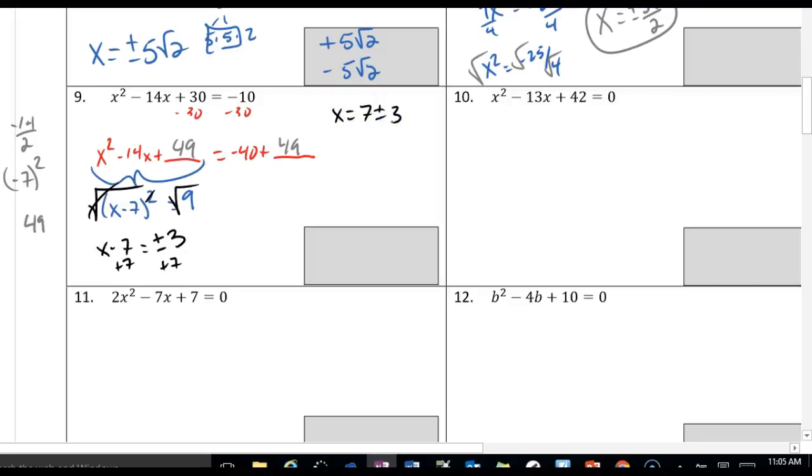Well, we don't leave that like that because there's no more radical. We're just going to literally say, what is 7 plus 3? Well, that means it's 10. Or, what is 7 minus 3? That means it's 4. So that means the answer could have been 10 or 4.